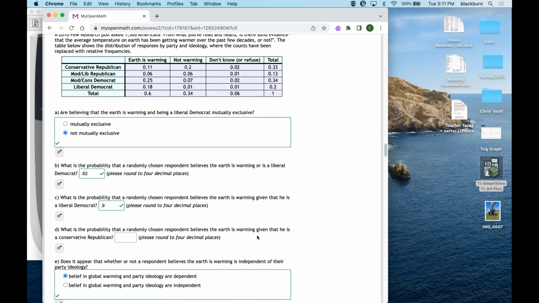Mathematically speaking, we can prove it as well, right? To be independent, this has to be the case, right? To be independent, the probability of A given B has to be the probability of A. So if you think about the probability that the earth is warming, given that they're conservative, equals the probability that it's warming, then they'd be independent, right? Well, the earth is warming people make up 60%. So the right hand side of this is going to be 0.6.